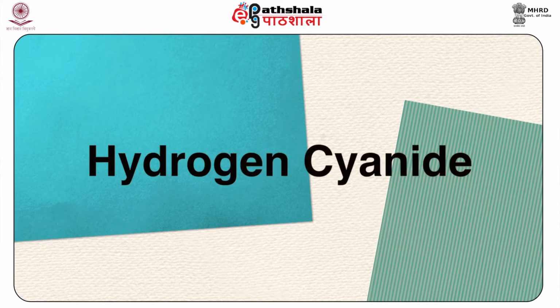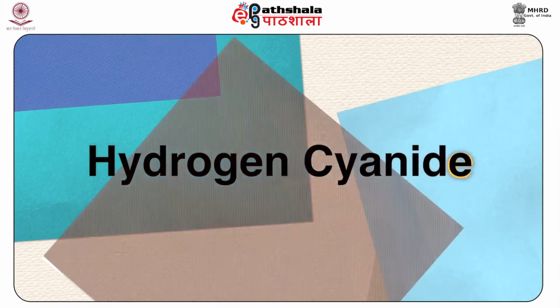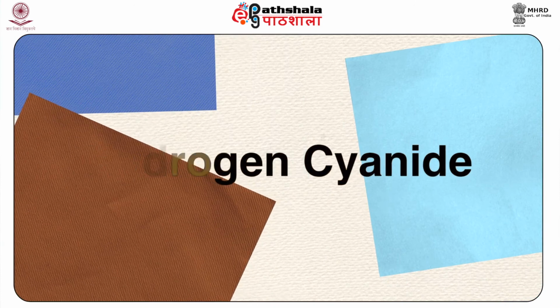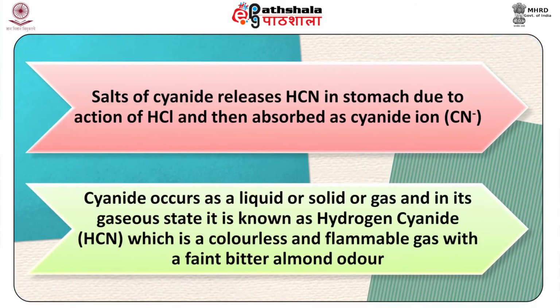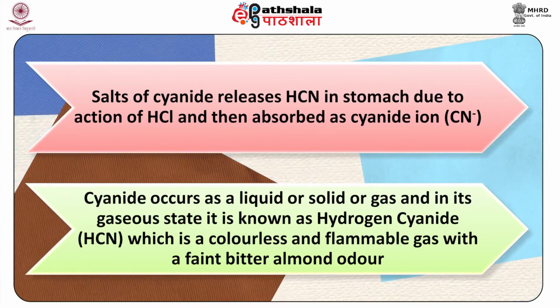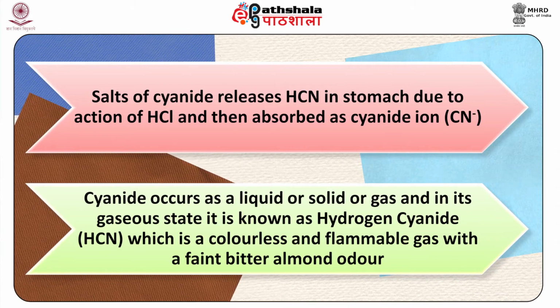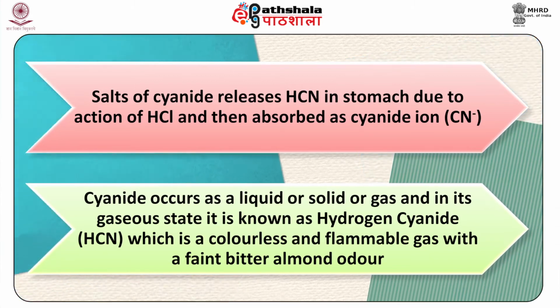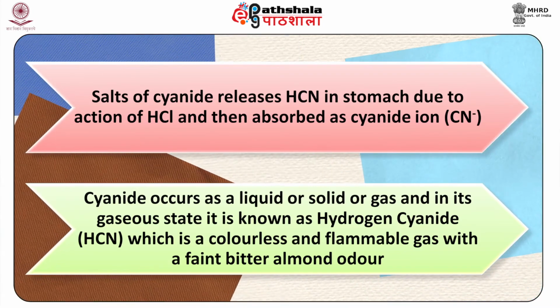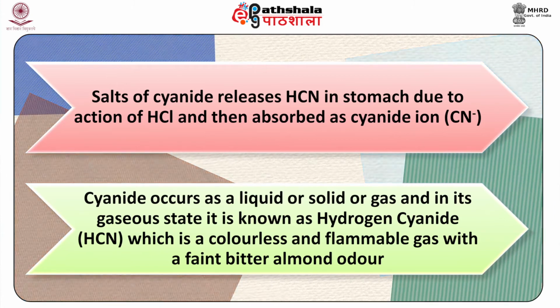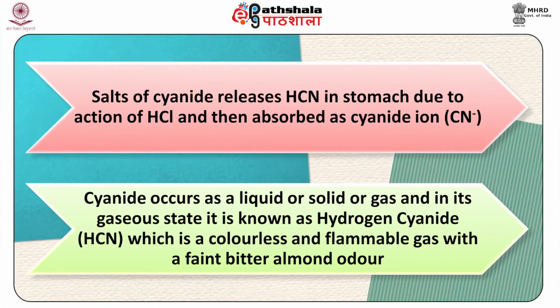Ninth is hydrogen cyanide. Lethal concentration 50 is 40 parts per million. Salts of cyanide release hydrogen cyanide in stomach due to action of hydrochloric acid and then absorbed as cyanide ion. Cyanide occurs as a gas or liquid or solid. In its gaseous state, it is referred to as hydrogen cyanide. Hydrogen cyanide is a colorless flammable gas with a faint bitter almond odor.